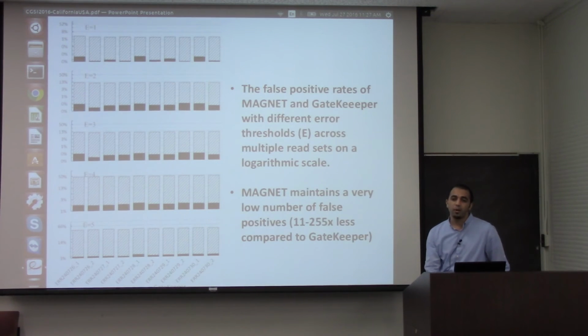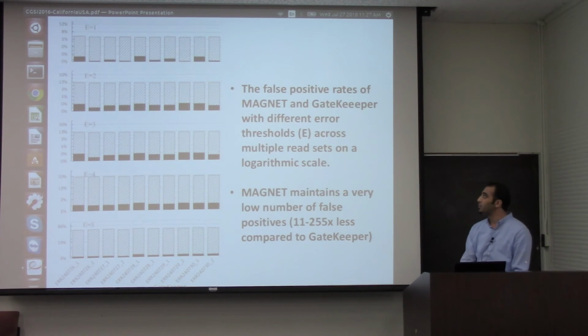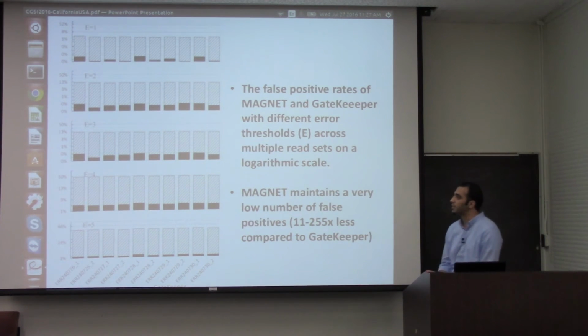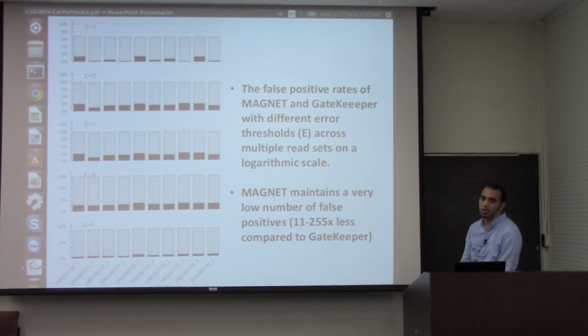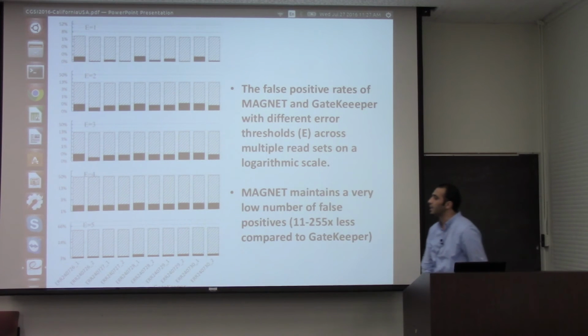OK, now let's talk about a few numbers and experiments. We have compared the two filters using 10 datasets from the internet, and we have varied the error rate from 1 to 5. You can see that the first filter, which we call Gatekeeper, has a high false positive rate. It could be up to 50% of the accepted mappings. And the second filter only takes less than 1%. So MAGNET is very accurate.